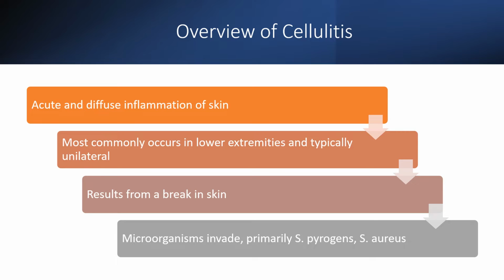Microorganisms invade the breaks in the skin. Primarily, cellulitis is caused by strep pyogenes and staph aureus, but other organisms can cause cellulitis. These are just the most common. So this patient did report itching his leg due to some bumps, and potentially there was some poor hygiene involved. There was not a culture obtained, but a broad spectrum antibiotic was prescribed for this patient. And if his cellulitis did not improve, likely then a culture would be obtained.